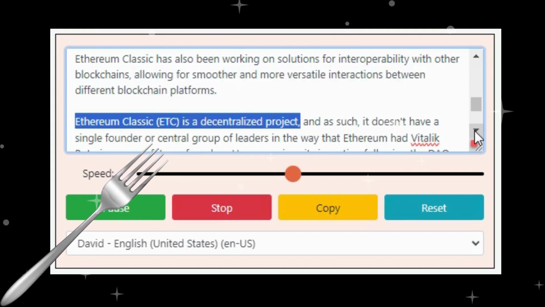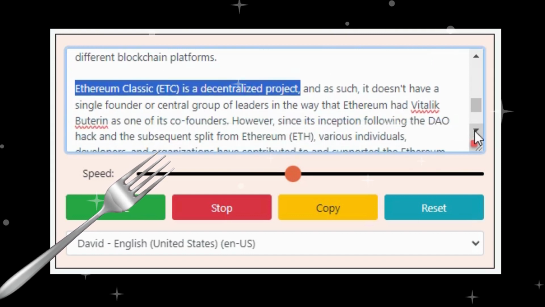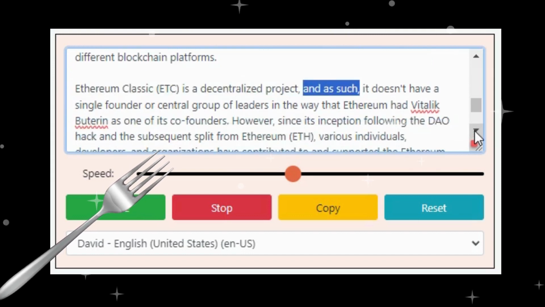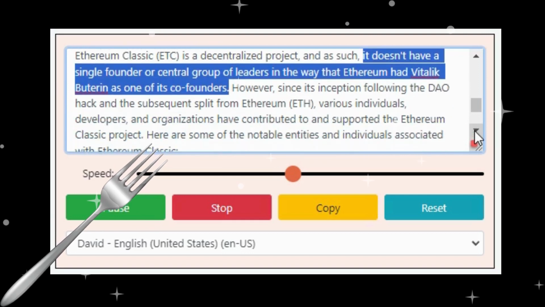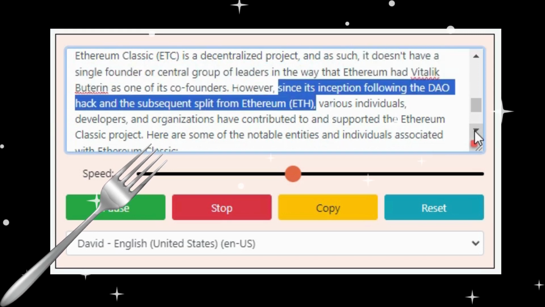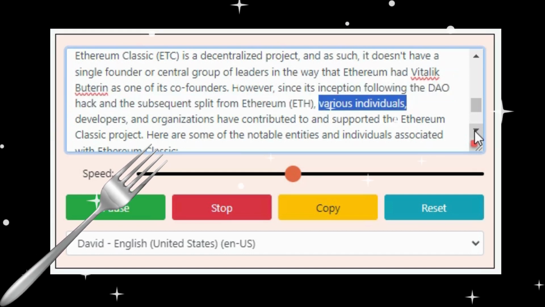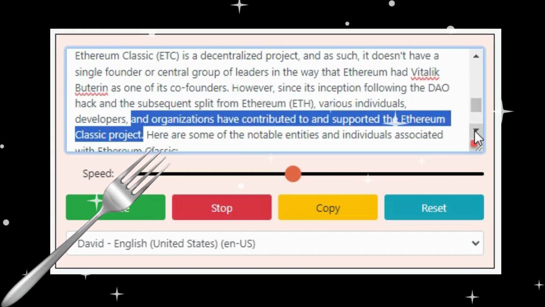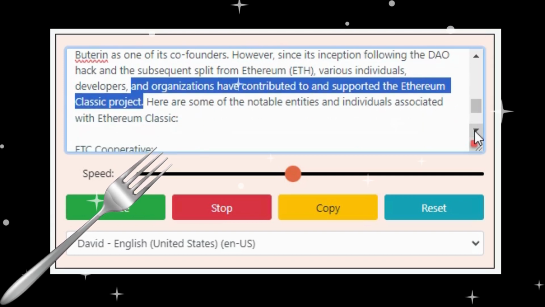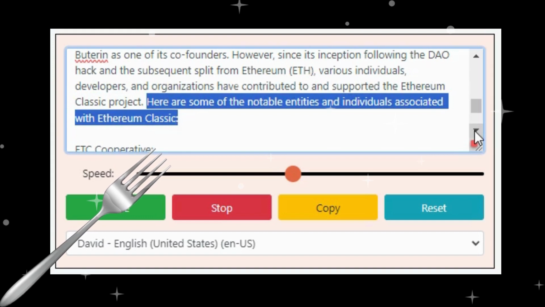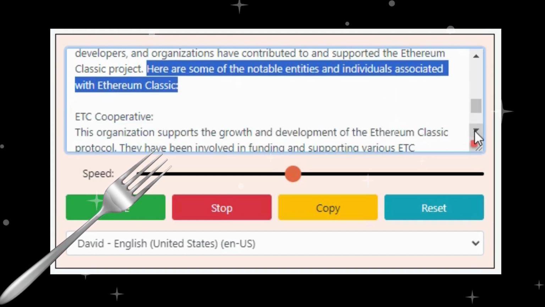Ethereum Classic, ETC, is a decentralized project, and as such, it doesn't have a single founder or central group of leaders in the way that Ethereum had Vitalik Buterin as one of its co-founders. However, since its inception following the DAO hack and the subsequent split from Ethereum, ETH, various individuals, developers, and organizations have contributed to and supported the Ethereum Classic project. Here are some of the notable entities and individuals associated with Ethereum Classic.